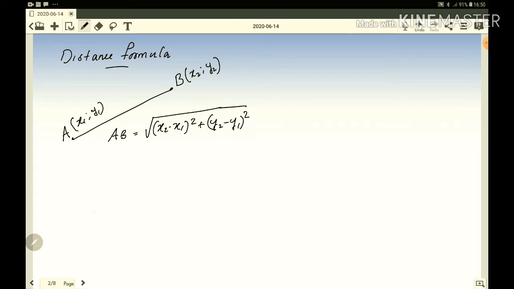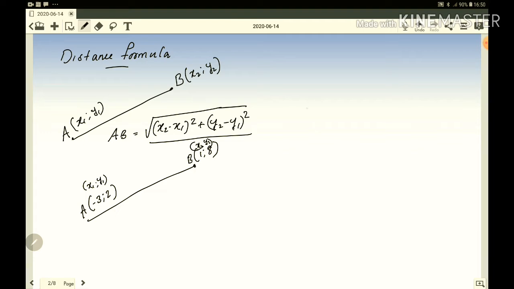Let me draw a line. Suppose A is (-3, 2), and the x value and y value of B is (1, 8). You have to find the distance AB. So the formula is given. It's a very important formula. Name the points: point A is x1, y1, then this one is x2, y2. Then what you have to do is just substitute in the formula.